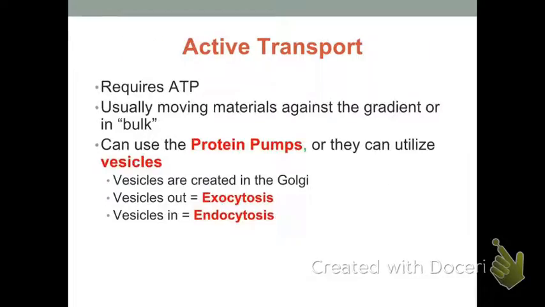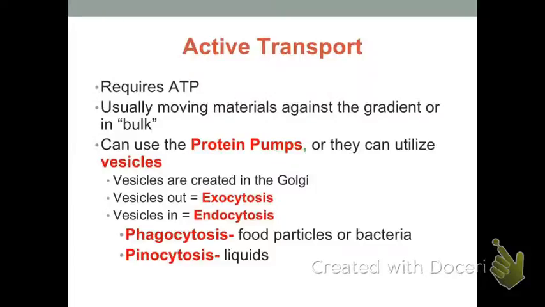So now we're on to active transport. Active transport requires ATP, and it usually moves materials against the gradient, or it moves them in bulk. It can use protein pumps, or they can utilize vesicles. So remember, vesicles are created in the Golgi apparatus. Vesicles out is called exocytosis, so exo and exit kind of go together. And vesicles in is endocytosis, so endo means in.